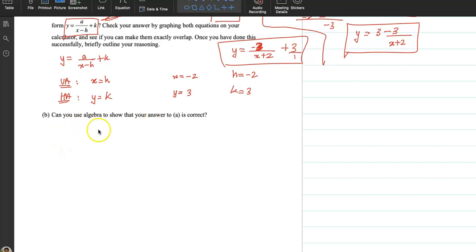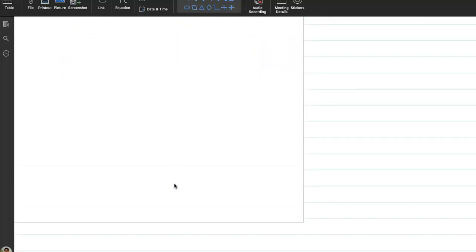Can we use algebra? This is what I did. Now can you use algebra to show that? Because this was saying look at the graph, but yeah, that's too much. Next lesson. I already sent it to you.